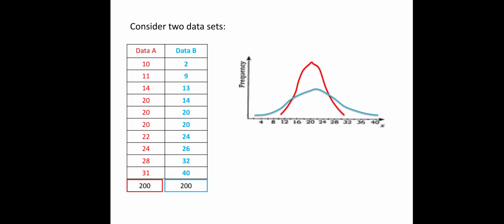Here, you can see in the table, in data A the minimum value is 10 and the maximum is 31, but in data B the minimum is 2 and the maximum is 40. So data B is more spread, but data A is not that much spread. It is a bit squeezed. Okay, so variation is very much less in data A, but it is more in data B.